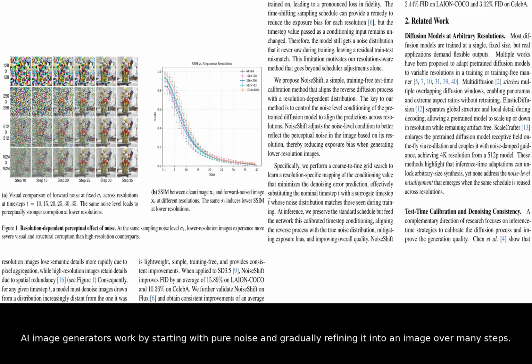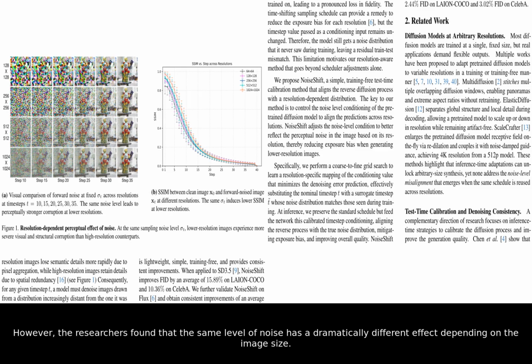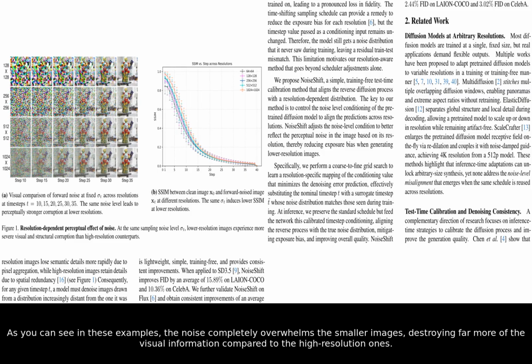AI image generators work by starting with pure noise and gradually refining it into an image over many steps. However, the researchers found that the same level of noise has a dramatically different effect depending on the image size. As you can see in these examples, the noise completely overwhelms the smaller images, destroying far more of the visual information compared to the high-resolution ones.